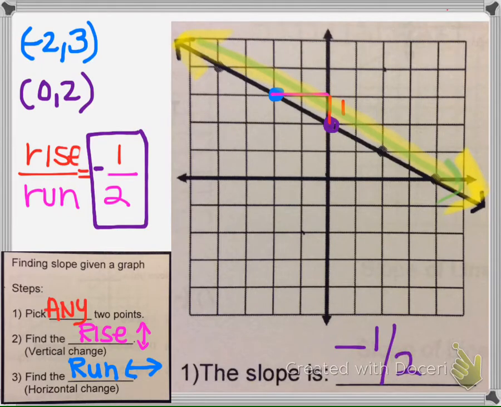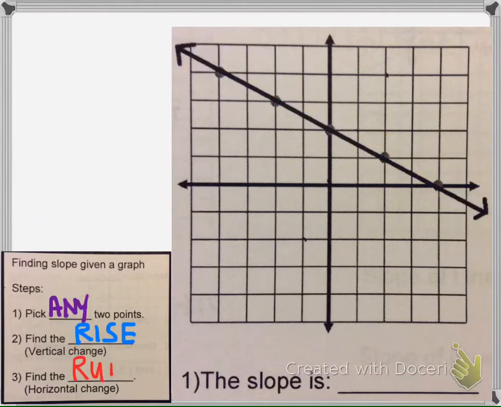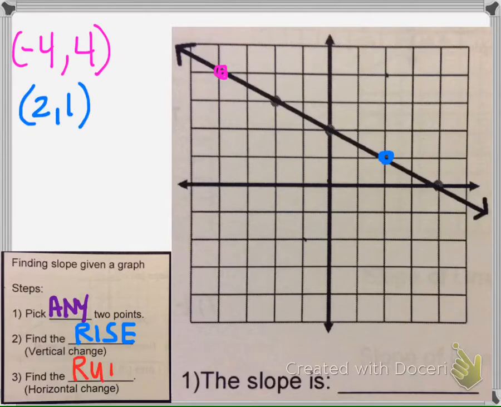Now, I'm going to redo that problem. But instead, I'm going to pick 2 different points. So I'm going to pick the point -4, 4. And this time, I'm going to pick this point here, which is at 2, 1. So I'm going to go ahead and pick those 2 points. And I'm going to do the same thing. I'm going to do rise over run.